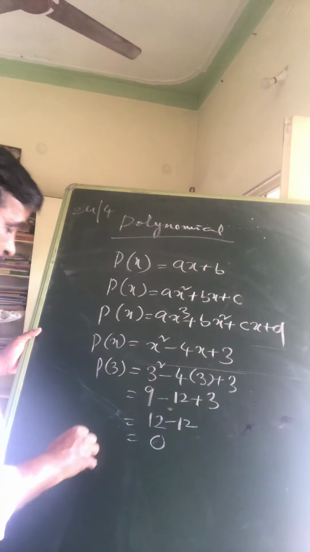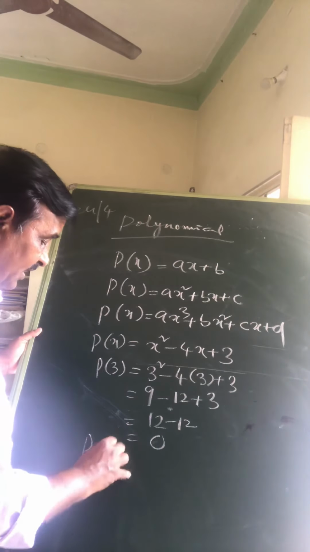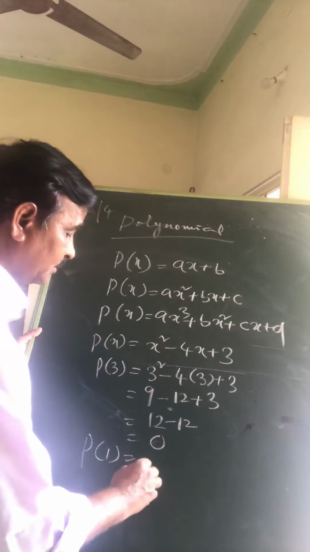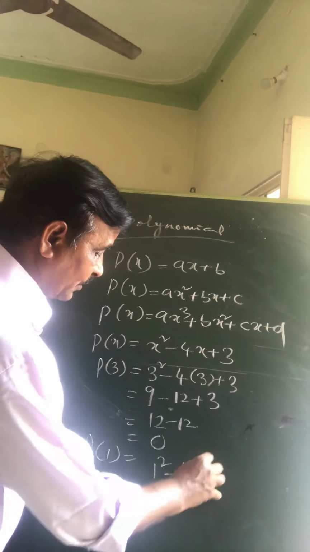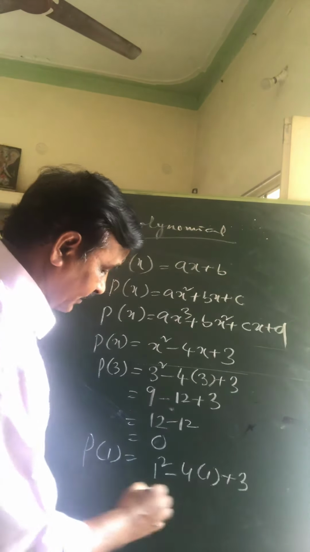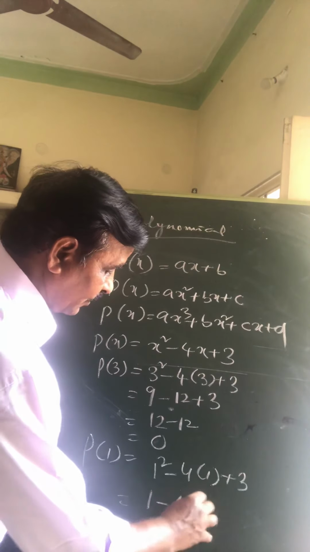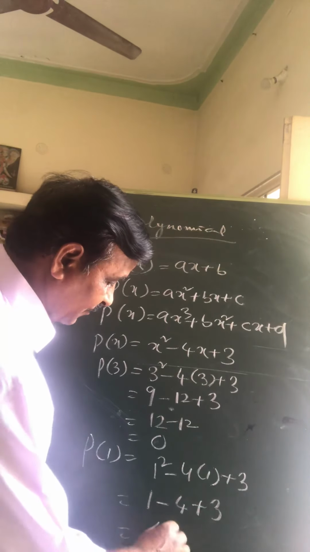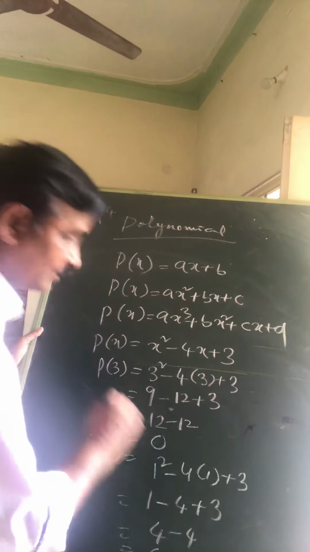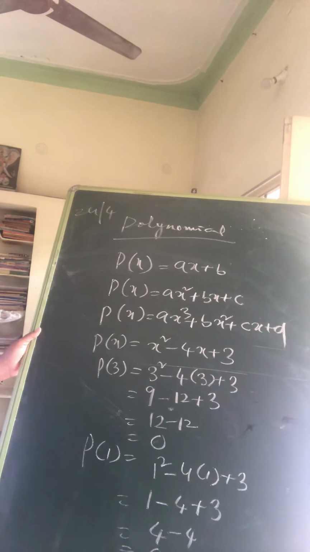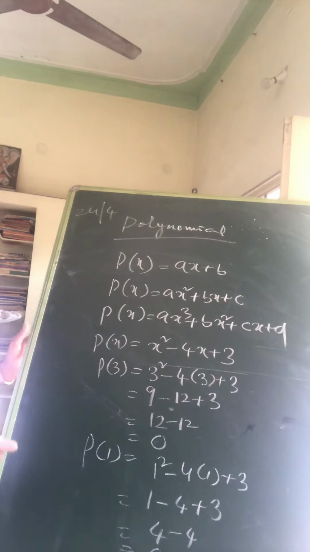And one more. In the place of x, we can write 1. Then 1 square minus 4 into 1 plus 3 is equal to 1 minus 4 plus 3, which is equal to 4 minus 4, which is 0. That is what you understood here. When we write 1 in the place of x, it also becomes 0. That means 3 and 1 are called the zeros of this polynomial.